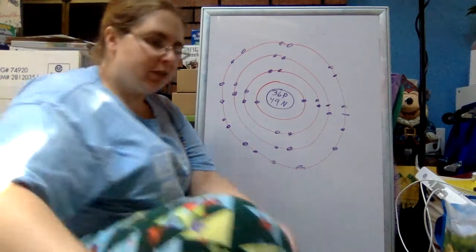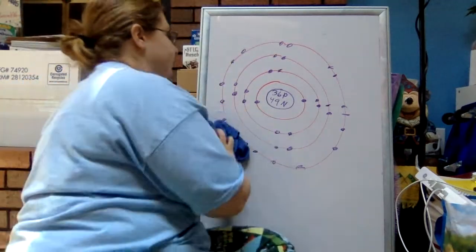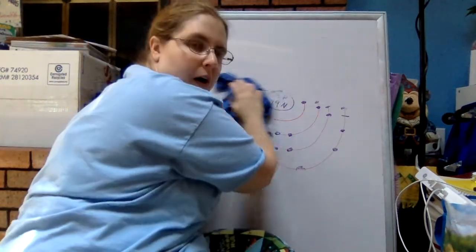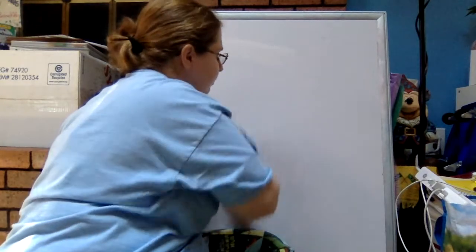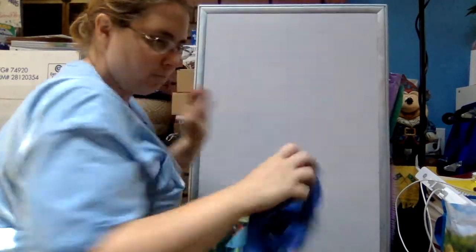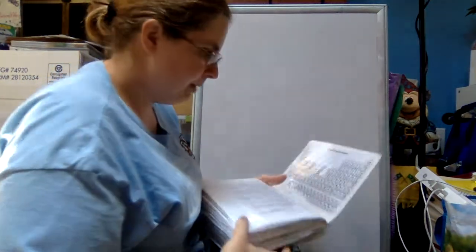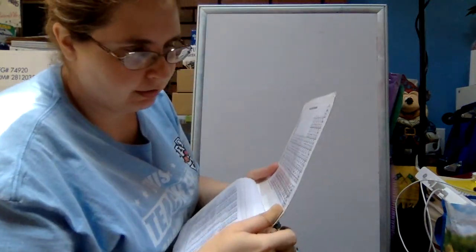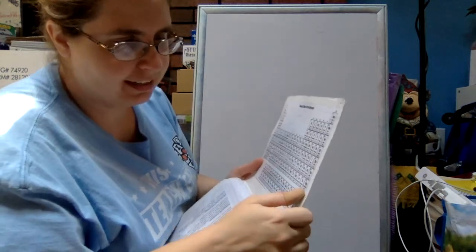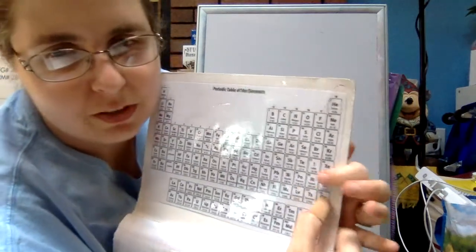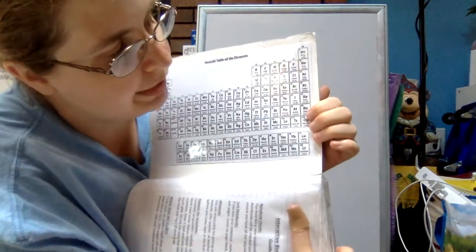All right, let's do one more. Let's do a hard one. All right, let's see. How about we do oganesson? I am not sure if I'm pronouncing that correctly. It's one of the newest ones. It's right here. It's 118.